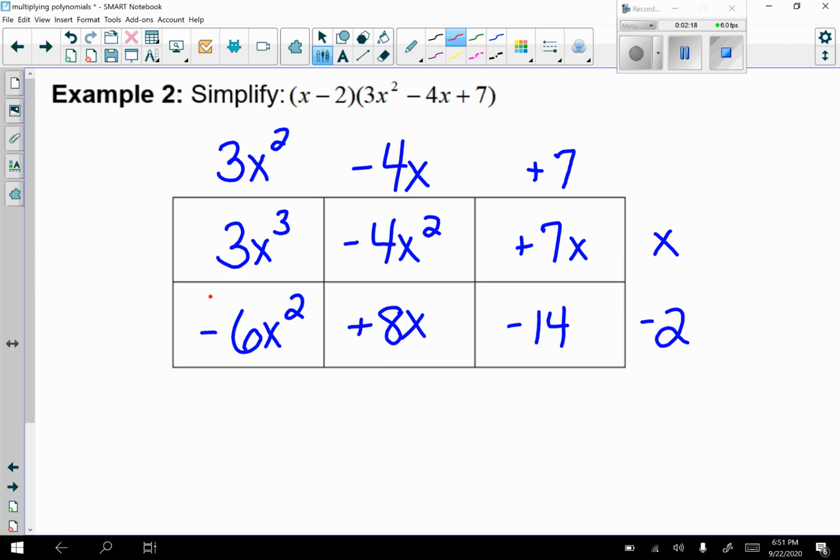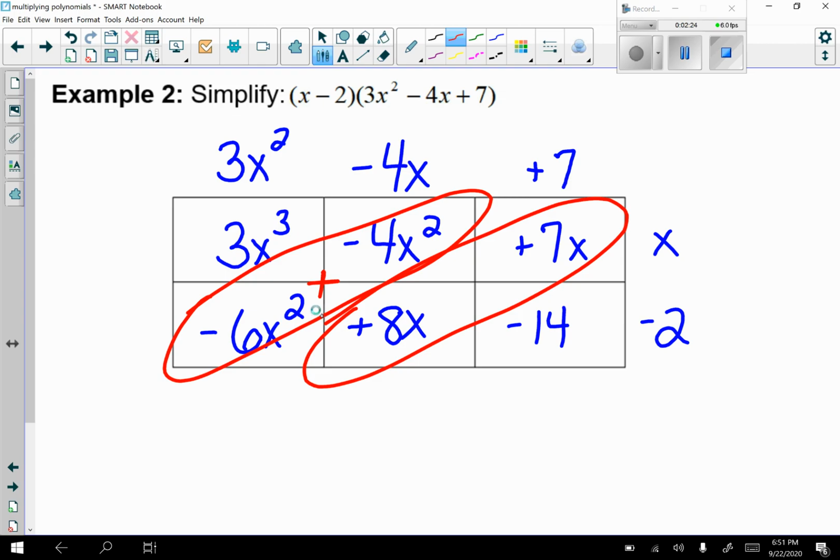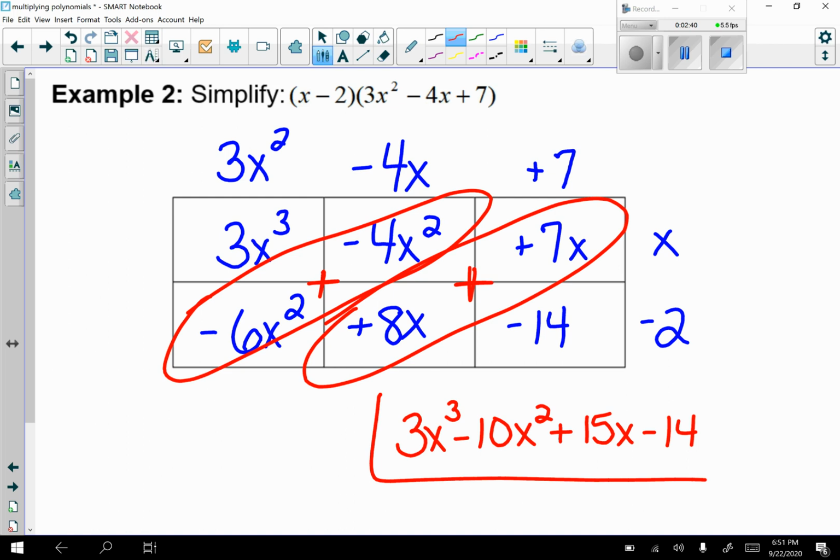Once again, your diagonals are going to line up nicely, remembering that we're adding them because we're combining like terms on the diagonal. The final answer should be 3x to the third minus 10x squared plus 15x minus 14. And remember that we always want to keep things in standard form, so largest exponent to the smallest.